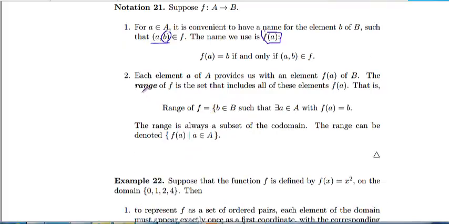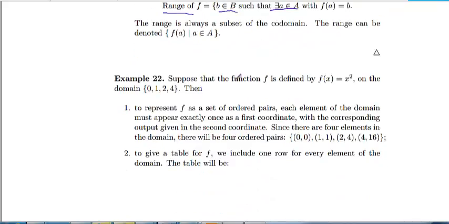As we talked about before, the range is the smallest codomain, so the range is the set of all possible B's that are the second element in one such pair. We can say that as the range of f is the set of B in the codomain such that there exists an A with f of A equal to B. In other words, there exists an ordered pair in f that has B as the second element.